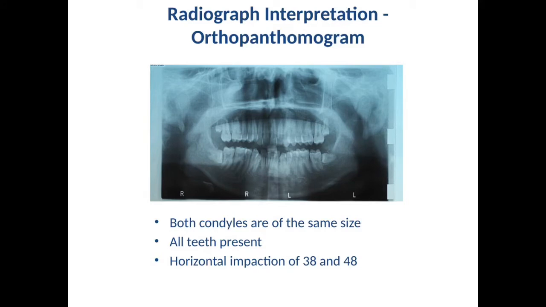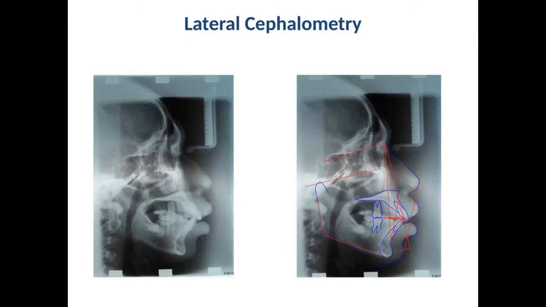And for the radiograph interpretation on the OPG, we can see that both condyles are of the same size, all teeth are present, and there are horizontal impacted 3-8 and 4-8. Moving on to lateral ceph, this is the tracing that I've done.